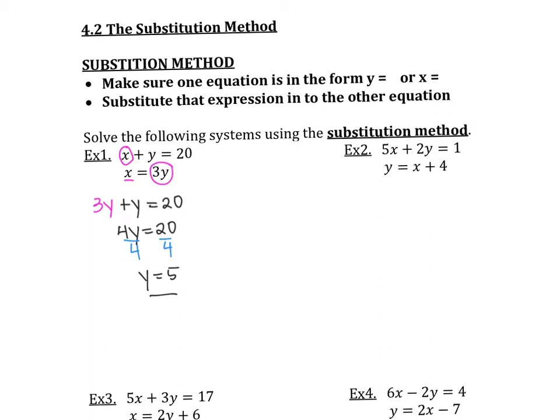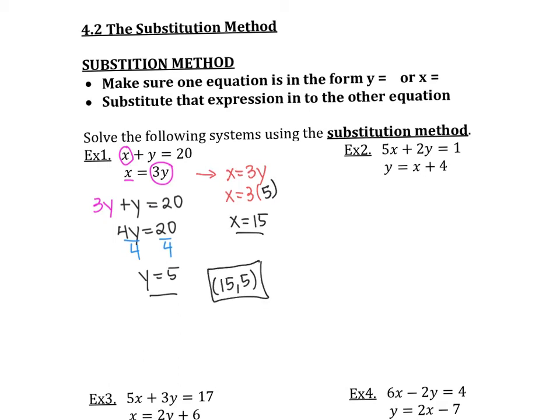Since this one already says x equals 3y, I'm going to plug the y into here. X equals 3 times, and y equals 5. So I get x equals 15, but then remember my answer should be an ordered pair. The x goes first and the y goes second.